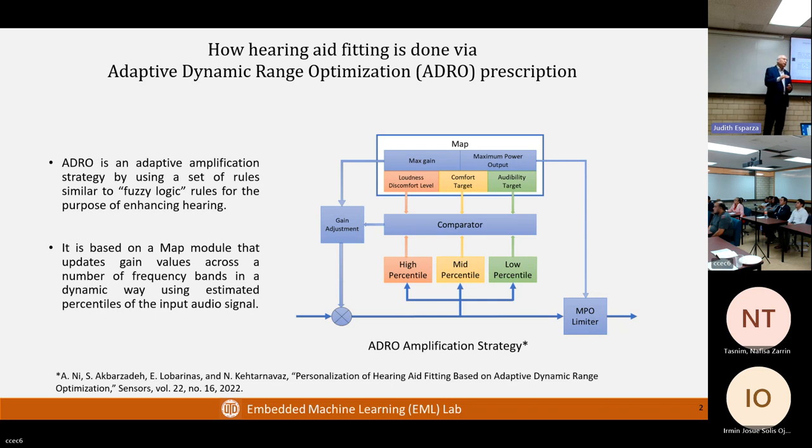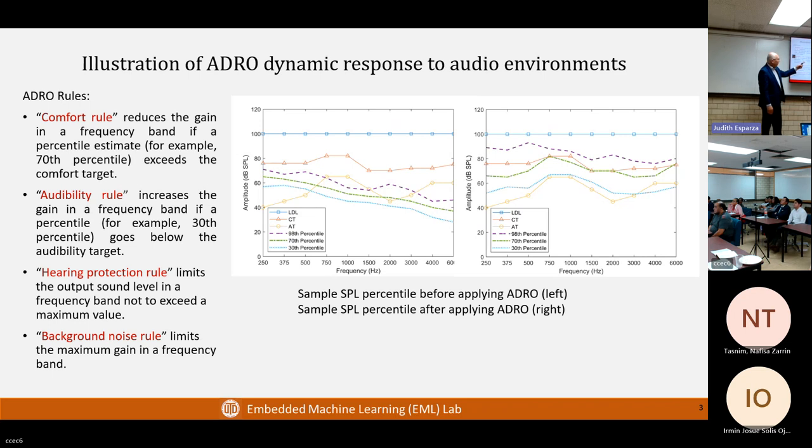Let me just mention a little bit about this prescription that is used in hearing aids, adaptive dynamic range optimization. Based on the lowest level of the hearing audiogram, the highest discomfort level, and what is called the comfort target, gains are set up. Then this algorithm uses a number of rules to set the right amplification gains. This diagram illustrates the different percentiles of sound pressure level, and how these sound pressure levels are adjusted depending on the lowest level of hearing, the comfort target, and the highest level of hearing. There are a number of rules indicated here that are used in this prescription. It's a prescription used to adjust amplification in hearing aids, depending on how strong or weak the sound signal is.